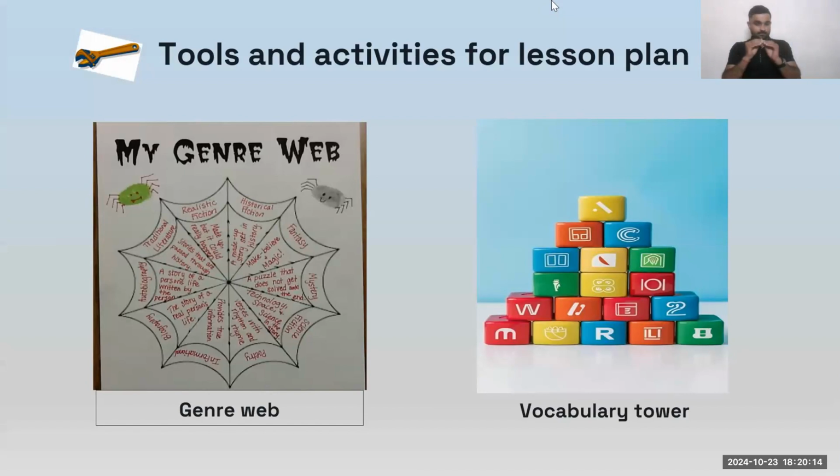So what's this Yawner Web? You can have a look at this picture. Can you see this web? It has different areas, different sections, and ways we can use it. Can we have it on the screen, please?